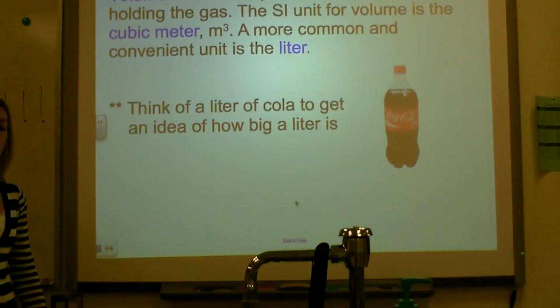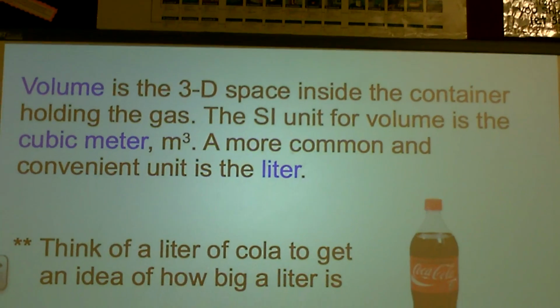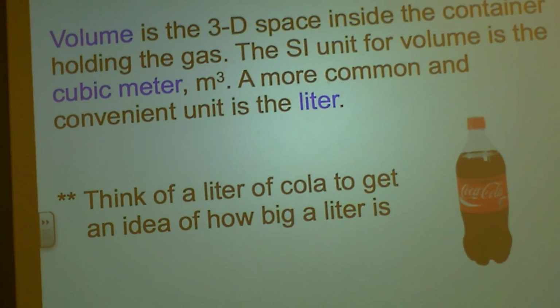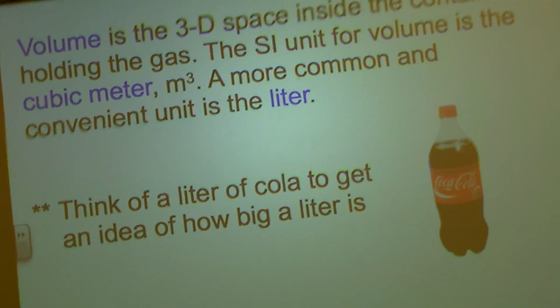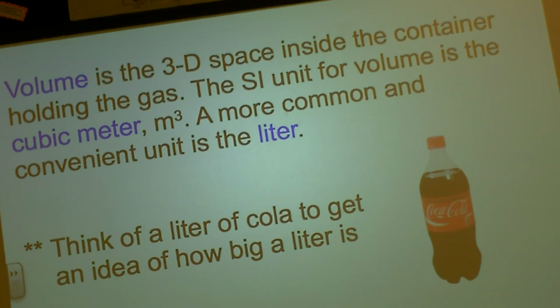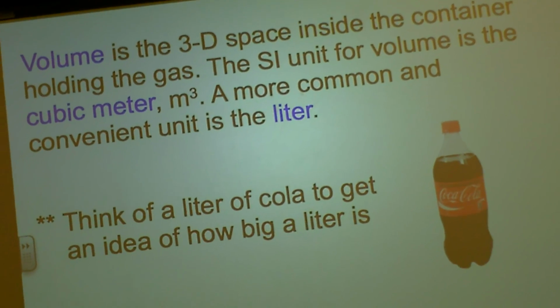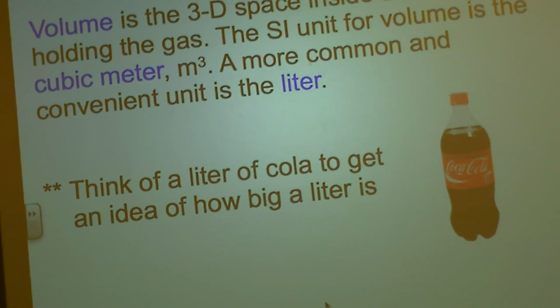All right, the second property is the volume. The volume is the 3-dimensional space inside the container holding the gas. The SI unit for volume is the cubic meter. A more common and convenient unit that we will be using is the liter, or forms of the liter. Think of a liter of cola to get an idea of how big a liter is, for any of you who've seen Superbad.